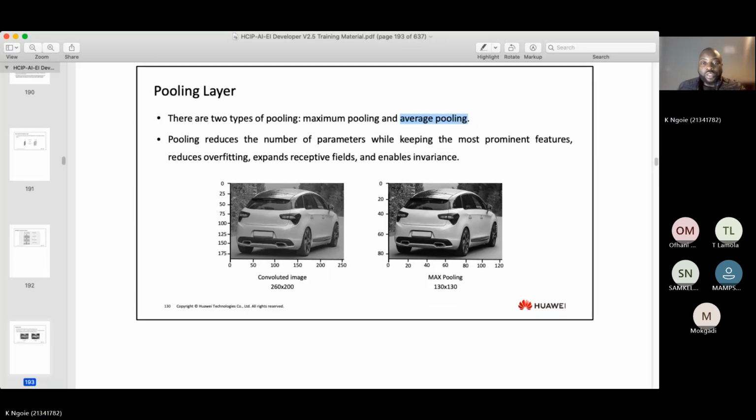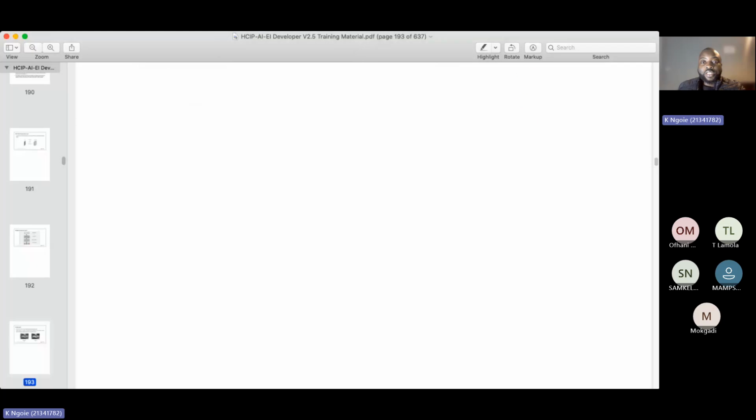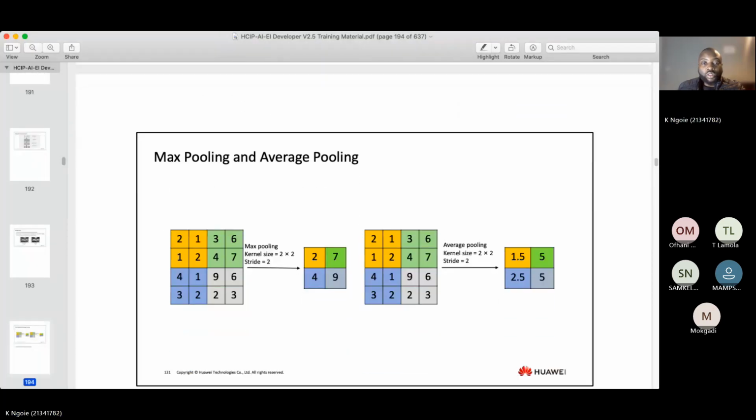This helps reduce overfitting and expands the receptive field, right? This is an example of a picture which went through maximum pooling. That's how we went from this to this. The picture has been transformed to a format where we have more details. This is an example of maximum pooling. Look at these details about the pictures.